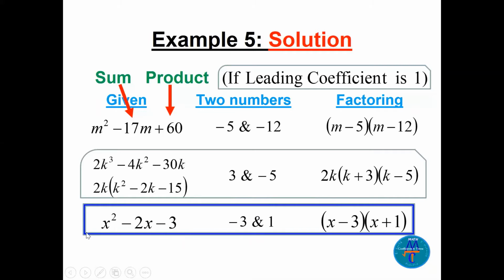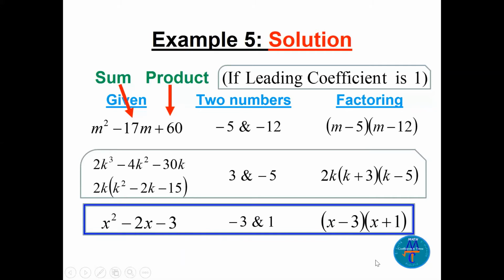Now this one, x squared minus 2x minus 3. This is not perfect. The leading coefficient is 1. So let's see, two numbers, their sum is minus 2, their product is minus 3. These numbers are minus 3 and 1, because when you add minus 3 and 1, you get minus 2. If you multiply, you get minus 3. So the final answer is x minus 3, x plus 1.